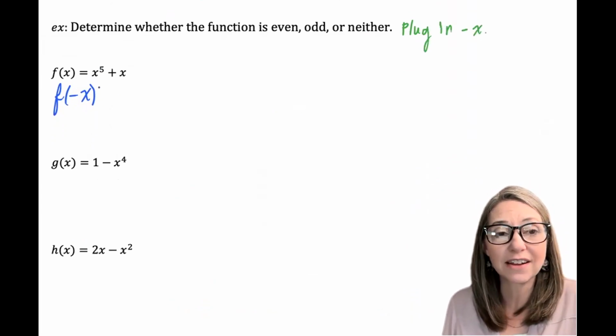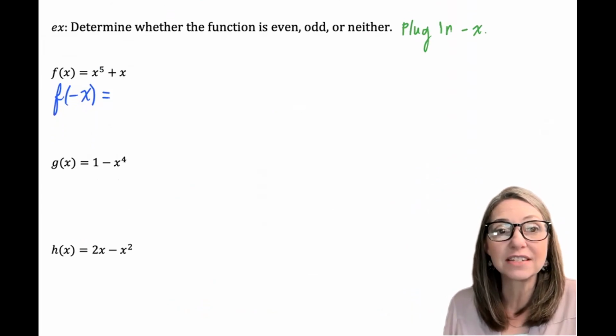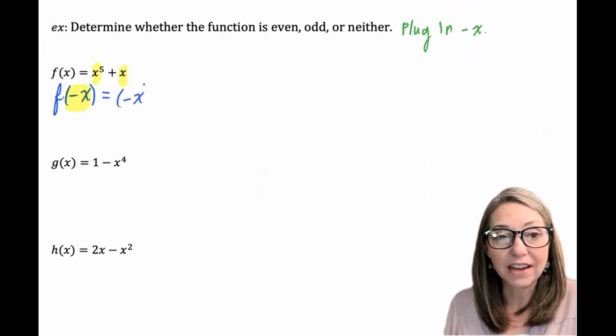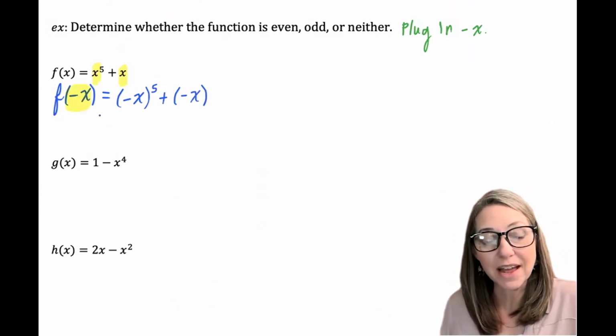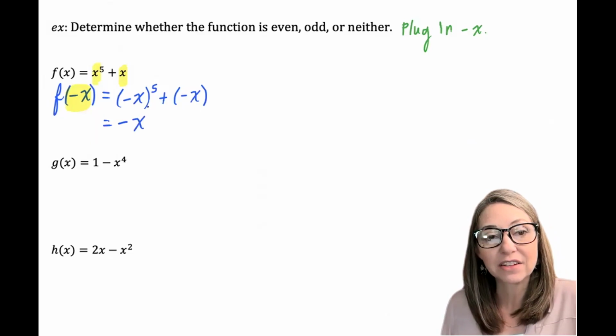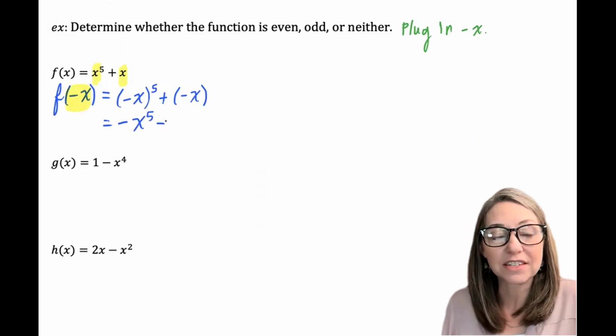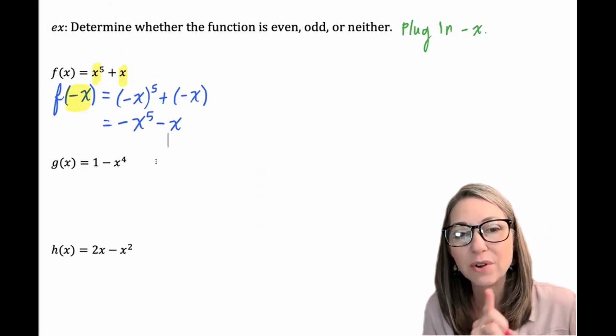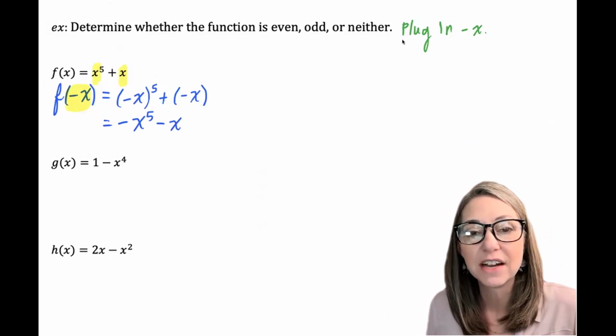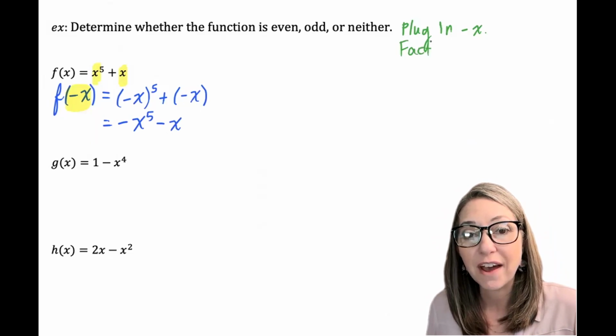Okay, if I plug in negative x, I am replacing each of these x's right here, that x and this x, by negative x. Now we need to put it in parentheses. So we have negative x to the fifth plus negative x. Well, a negative times itself 5 times is going to be negative. So that is negative x to the fifth. And then plus negative x is the same as minus x. Now, here's the secret. We want to try and factor out a negative. So after you plug in negative x, see if you can then factor out a negative.